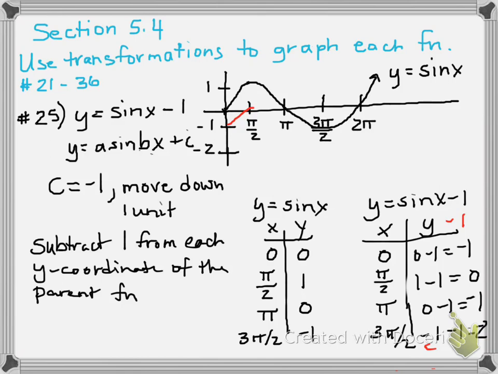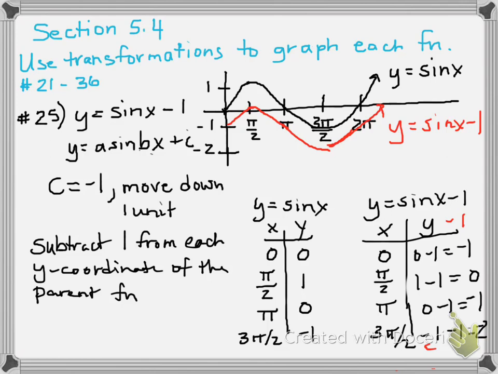So go down to negative 1. Then negative 2. So I'm going to go all the way down to negative 2. And then at 2 pi, it only goes down 1 unit, so that's going to be negative 1. And then it goes up. So this is my graph, y equals sine x minus 1. And that's how you graph using transformation.